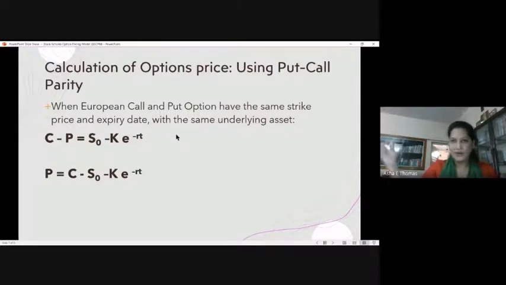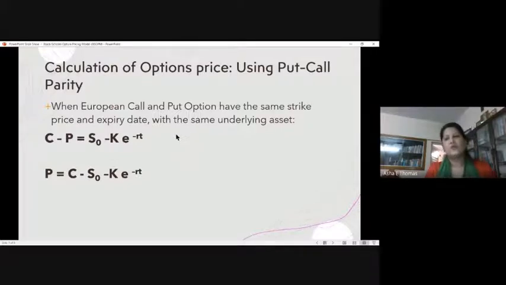Suppose the period is 3 months, after 3 months, what is the present value as of now? So the formula would be like that: spot price minus the present value of the strike price equals C minus P. That's very simple. Once you know the value of C, automatically you can compute the value of P. Same as if you know the value of P, you can compute the value of C also.